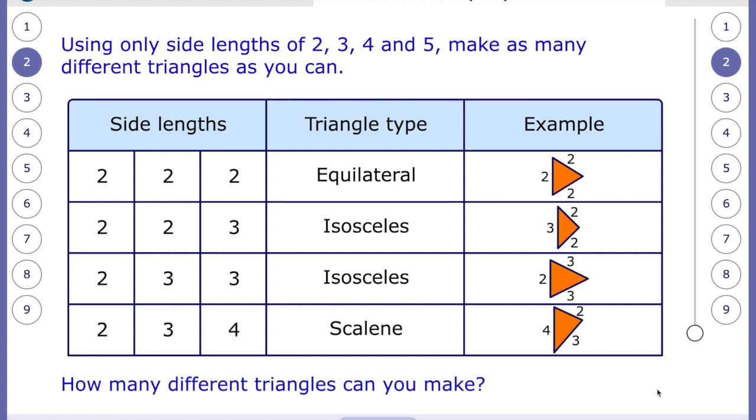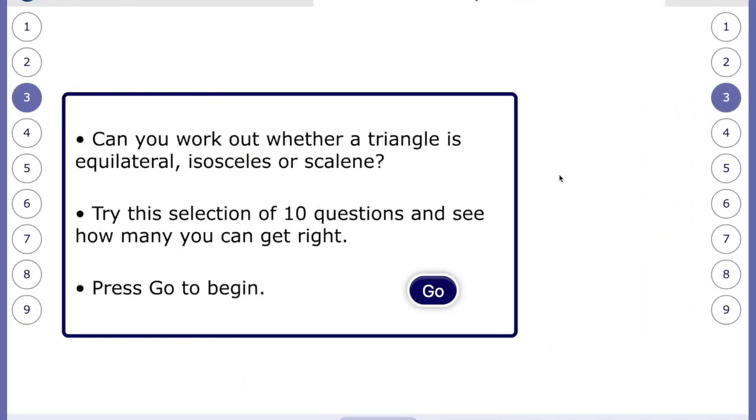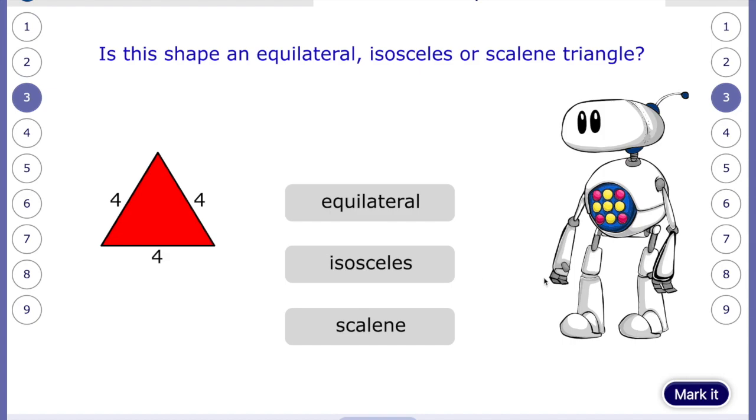So pause the video and see which other ones you can make that we've not all made now. Just jot it down on a piece of paper. 5 seconds to answer each one before I tell you the answer. You're going to have a selection of triangles. Can you tell me whether they are equilateral, isosceles or scalene? So have a look at the first triangle. Which one is it? Shout it out.